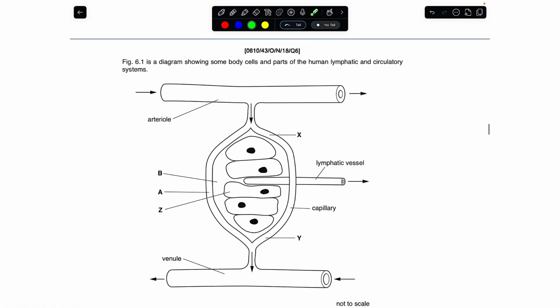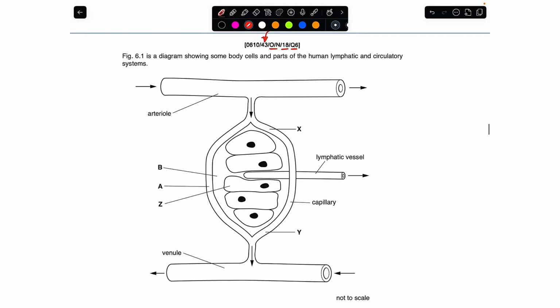Let us come here. This is from October November 2018. The theory paper variant was 4.3, and this was question number 6 from your exam. What they have to tell us is that this figure 6.1 that we show you is a diagram and it shows some body cells and parts of the human lymphatic and circulatory system.